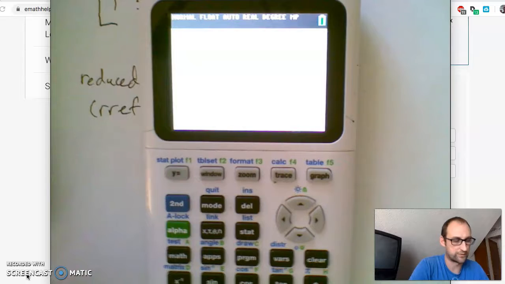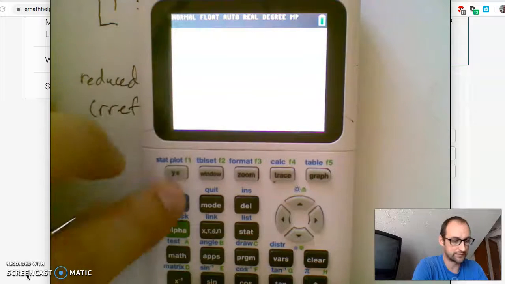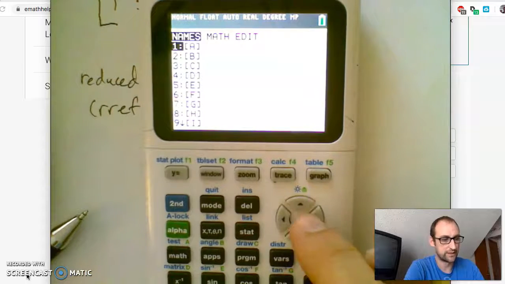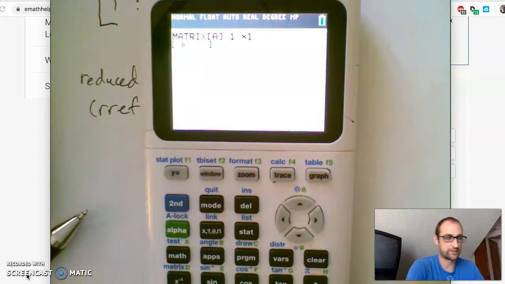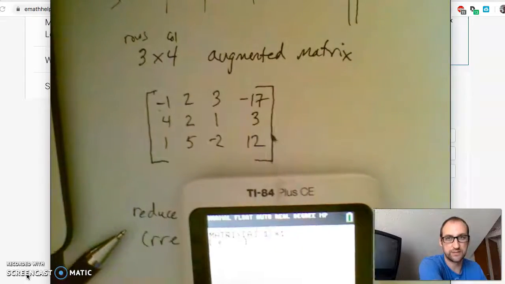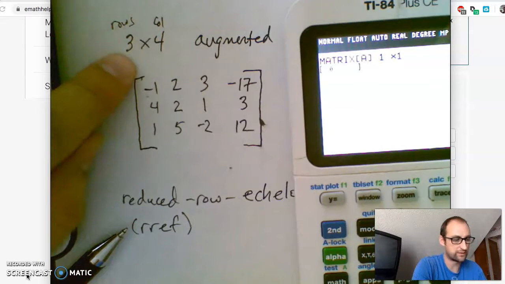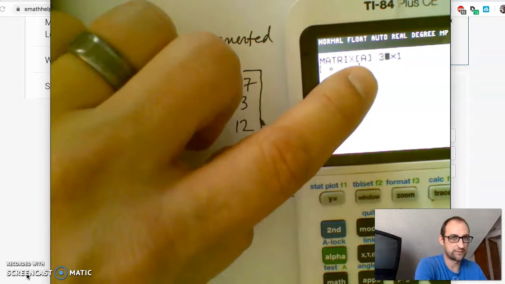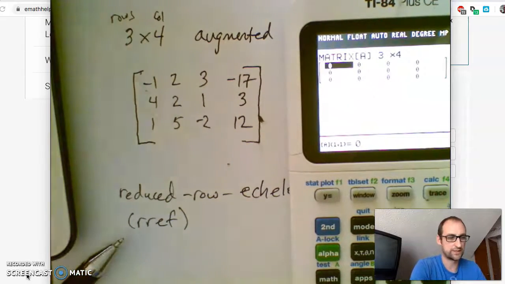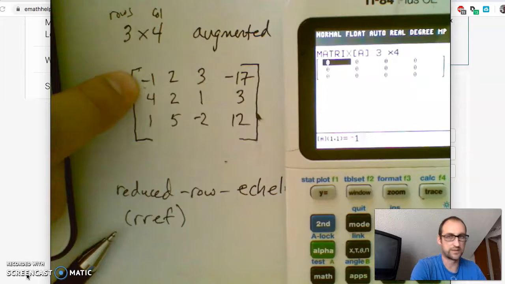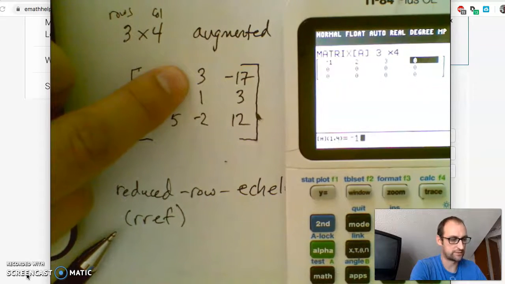First, if you've never seen it before, right here above the x to the -1 is the word matrix. So you hit second matrix, and I'm going to scroll over to edit if I'm going to type this matrix in. It doesn't matter which letter you pick, but you're going to type this matrix exactly like you see it. It's a 3 by 4. You have to know that, and you have to type it in here. 3, enter, 4, enter. And it makes all these zeros.